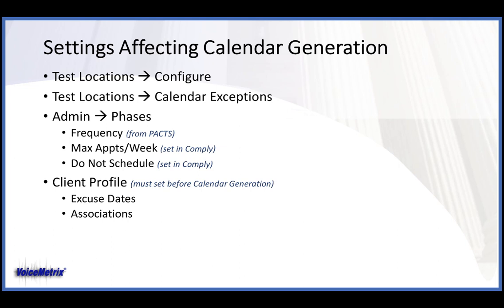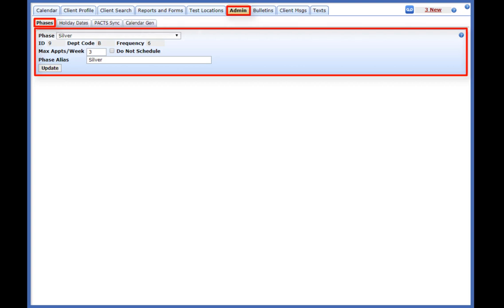As we described in the introduction, calendar generation considers a lot of information to correctly generate appointments. Here is a comprehensive list, and I'll describe it carefully. Ensure the schedules in the Test Locations Configure subtab are correct. Enter any calendar exceptions for the following month into the Calendar Exceptions subtab. Confirm the phase settings found in the Admin Phases subtab are set properly.